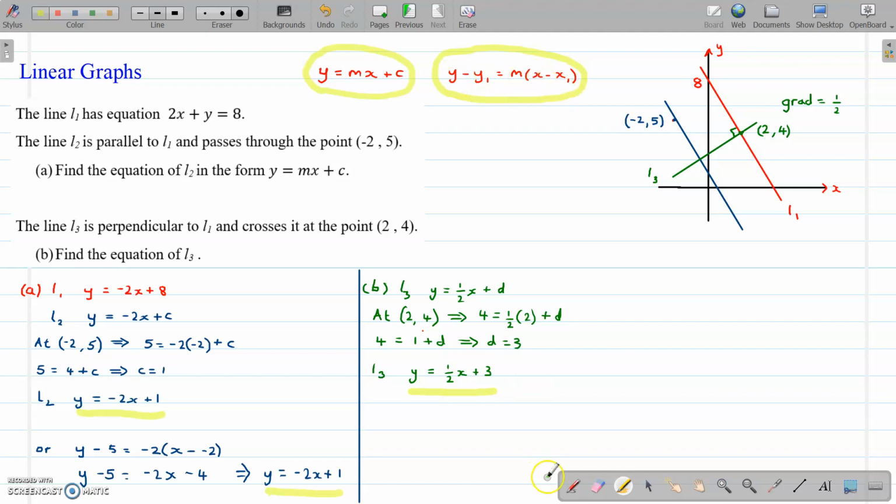If you'd wanted to use this formula instead, you could have just done so like this. You could have just said that y minus 4 equals a half, because that's the gradient, of x minus 2. I'm just basically replacing the x1 and y1 with 2 and 4, you see? And just rearrange that, you would have got y minus 4 equals a half x minus 1, because a half times minus 2 is minus 1. Add the 4 to both sides, and you would have got the same as you got here, y equals a half x plus 3. Okay, so that's an alternative method. If you want to learn that and use it, that's an alternative way of doing it.